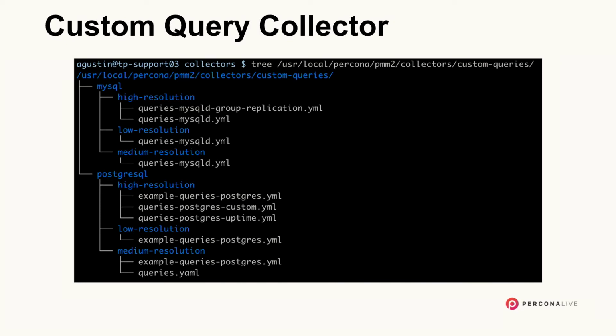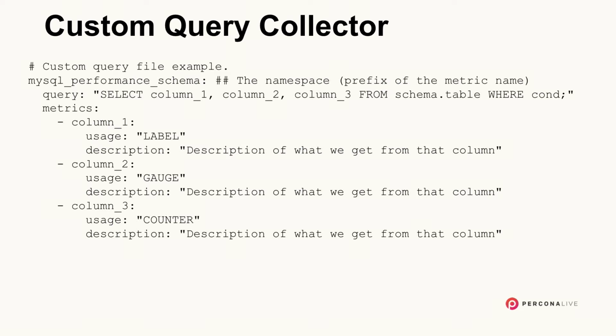One thing I didn't explain is these are coming by default. So queries MySQL D, which probably will need to change the name because we should name them like example queries Postgres like we have here. The queries MySQL D.yaml and the example queries Postgres will have a file which is all commented out with the skeleton of how we expect the files to be. Right? So how we expect the files to be, something like this.